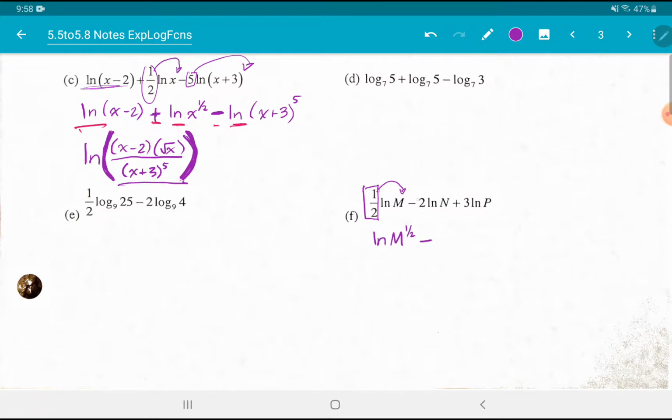And then we have minus. Again, I see an exponent there. Going to bring that up. So we have ln of n squared. And then we also have a 3 there. Bring that up. So we have ln p to the third power.